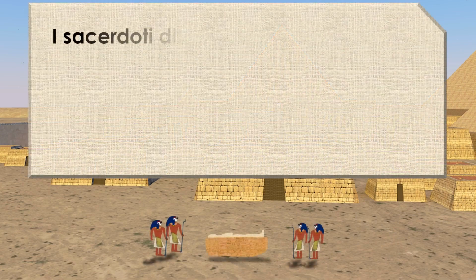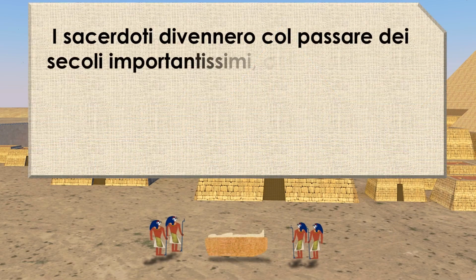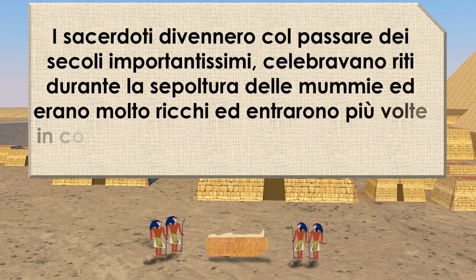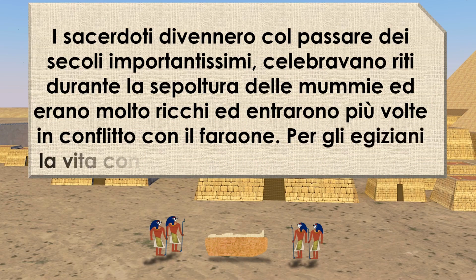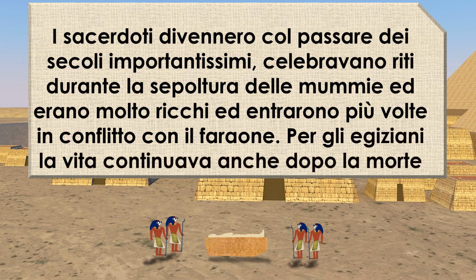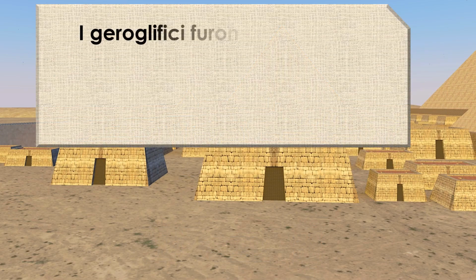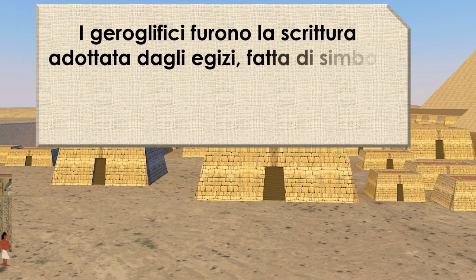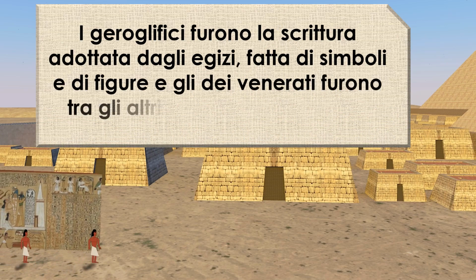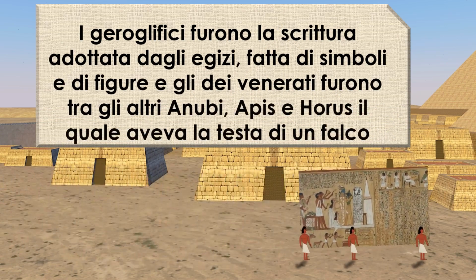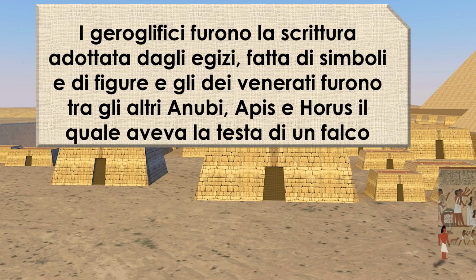The priests became very important over the centuries. They performed rites during the sepulture of the mummies and were very wealthy and came into conflict with the pharaoh several times. For the Egyptians, life continued even after death. Hieroglyphics was the writing adopted by the Egyptians, made up of symbols and figures, and the gods worshipped were among others Anubis, Apis and Horus, who had the head of a hawk.